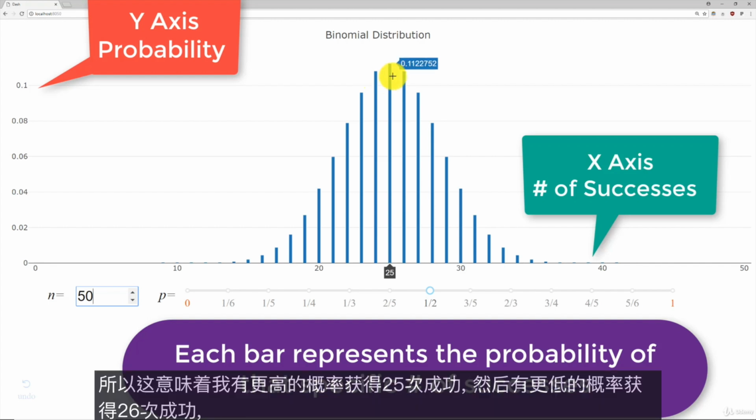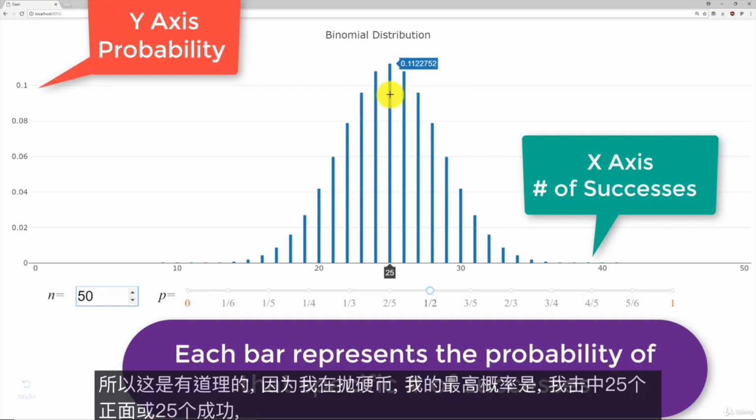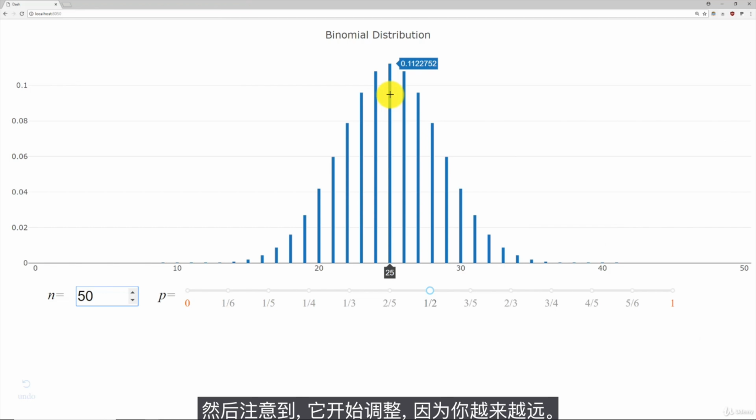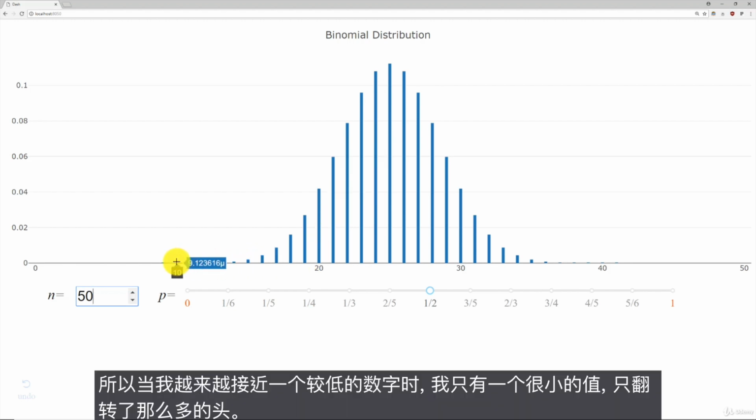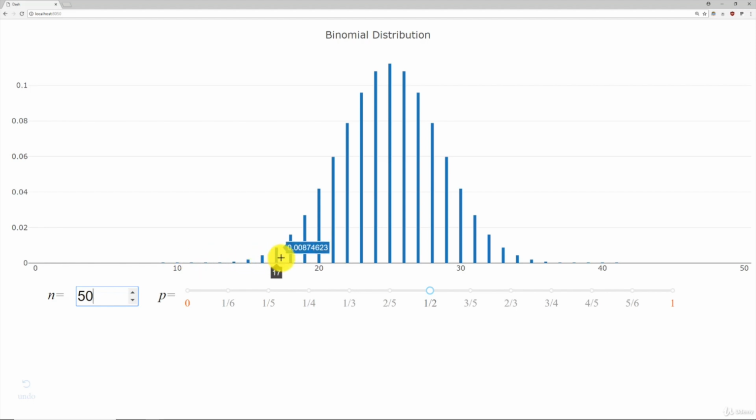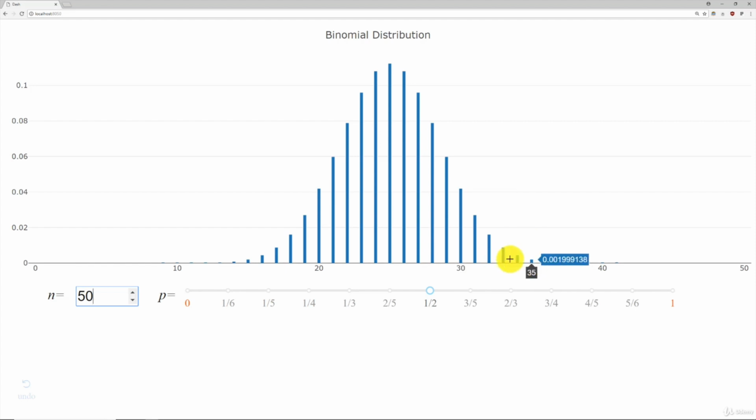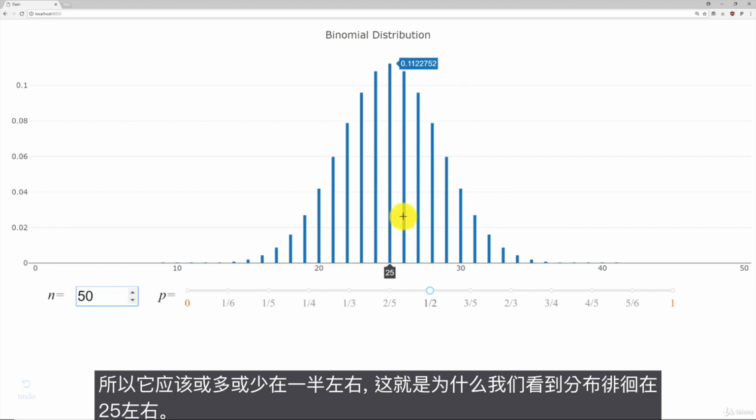So that means I have a higher probability of getting 25 successes, and then a lower probability of 26, and so on. It makes sense, since I'm flipping a fair coin, that my highest probability is hitting 25 heads, or 25 successes. And notice it starts to adjust as you get further and further away. As I get closer to a lower number, I have a very small value of flipping only that many heads. And if I go higher and higher, I also get very small values of flipping mostly heads. So it should be about half, which is why we see the distribution hovering around 25.